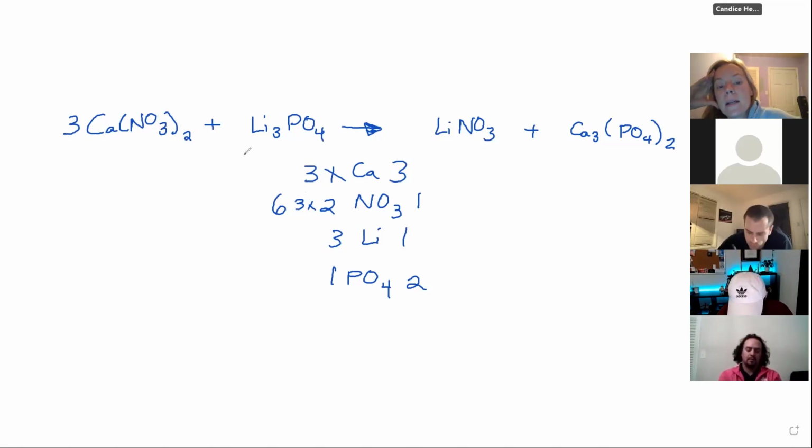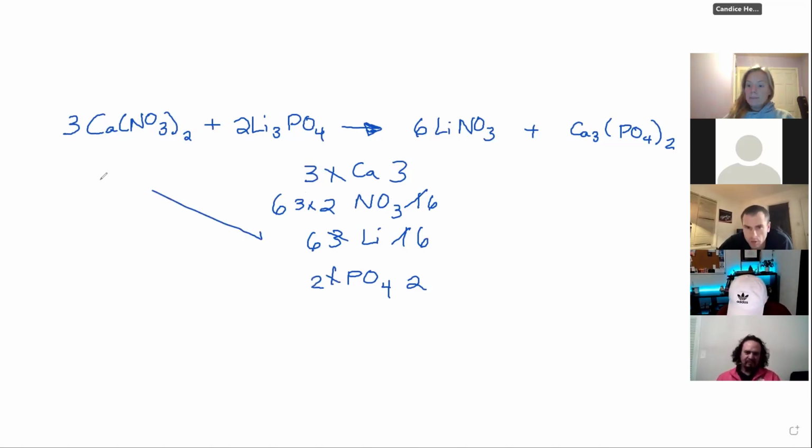I can go ahead and balance my nitrates. If I put a 6 over here, that's going to change my nitrate to 6. It also changes my lithium to 6, which is totally fine. If I want to get to 6 on this side, I need to put a factor of 2 in the front. That changes this to 6. It also changes my phosphate to 2. So we balance that second thing and we're all balanced.